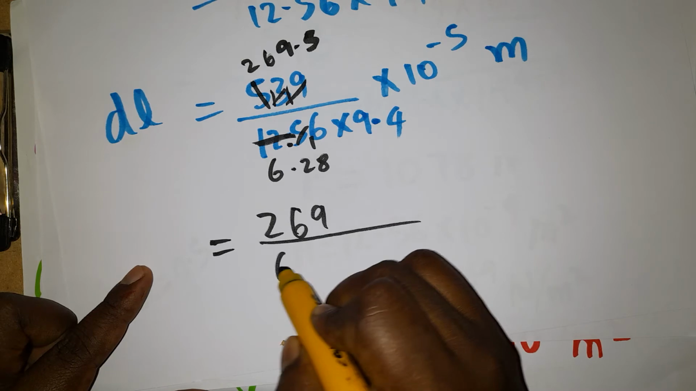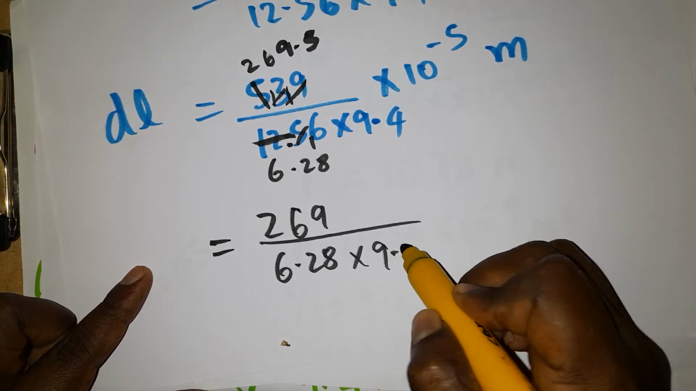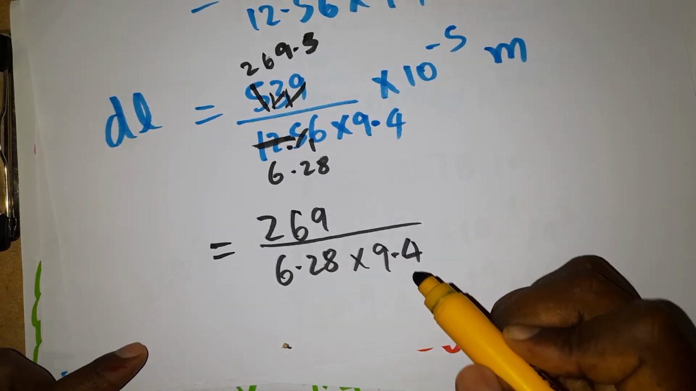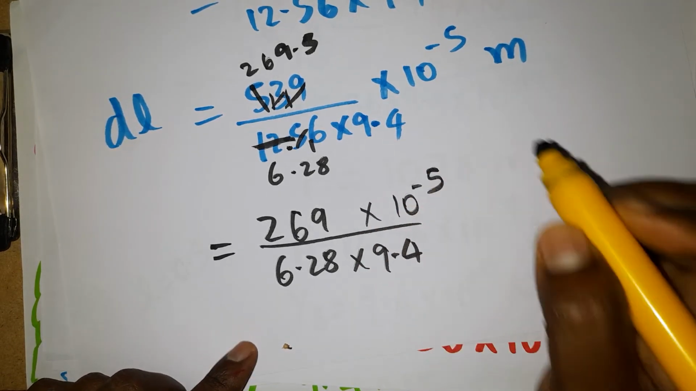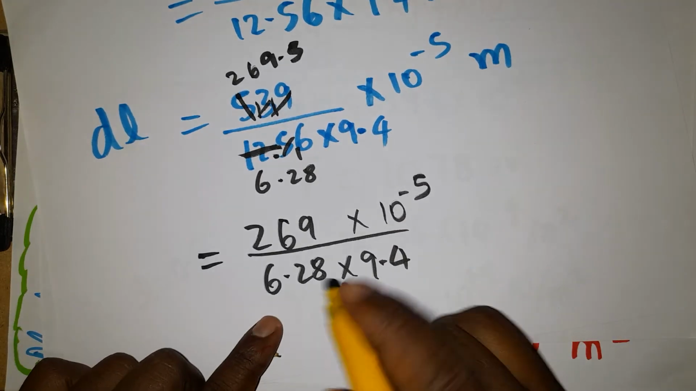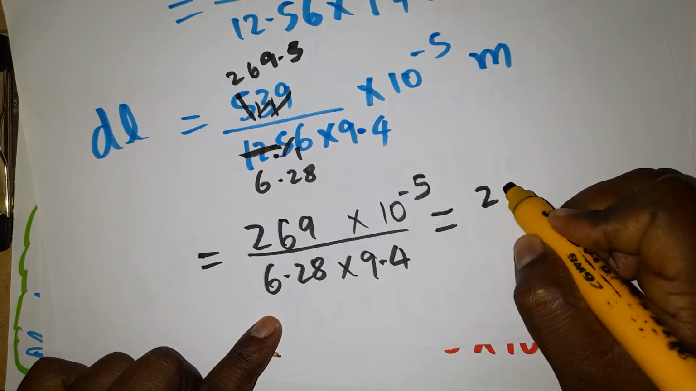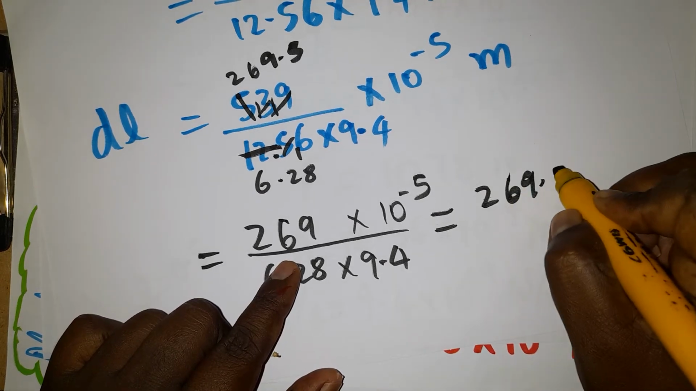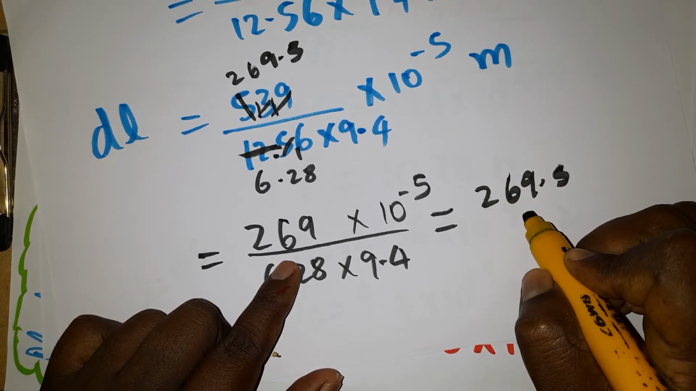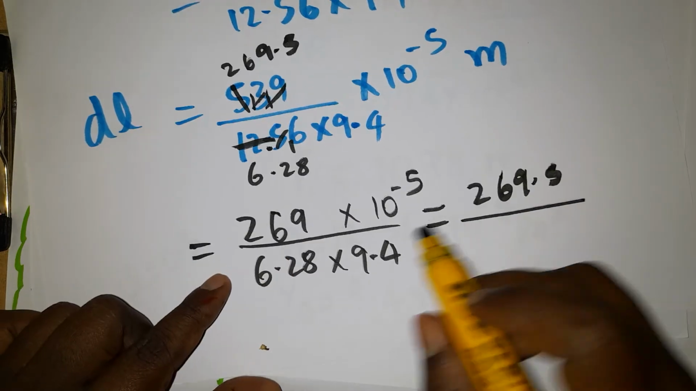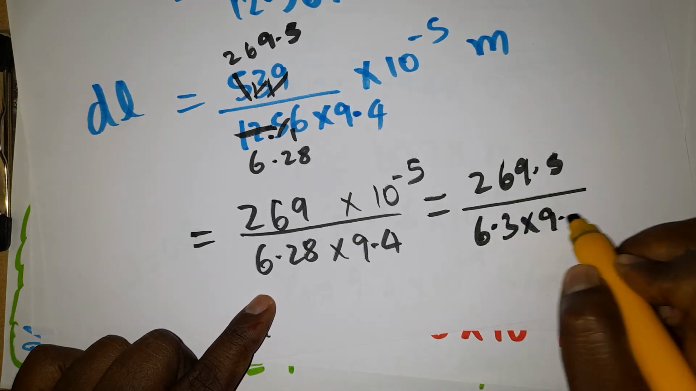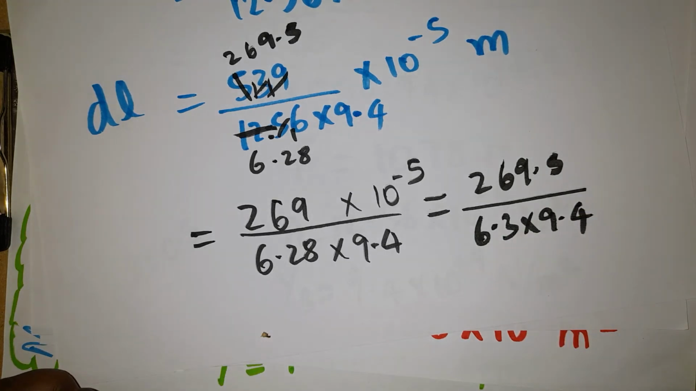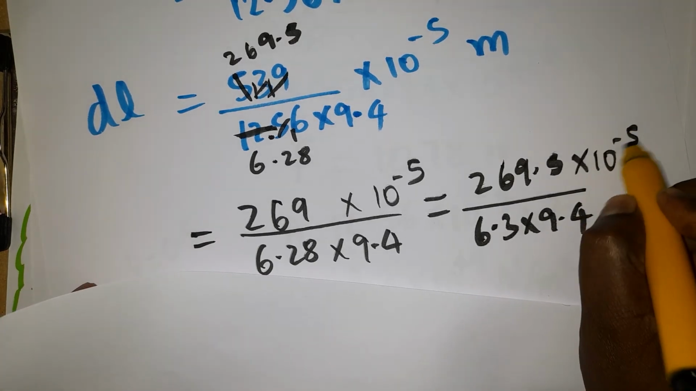269 divided by 6.28 into 9.4, then into 10 power minus 5. Now I am doing the number as approximate. This as 6.3, you can make it a round number. 269.5 is going to be the numerator. Denominator will be 6.3 into 9.4. Because this will make the calculation a little simple. So into 10 power minus 5.